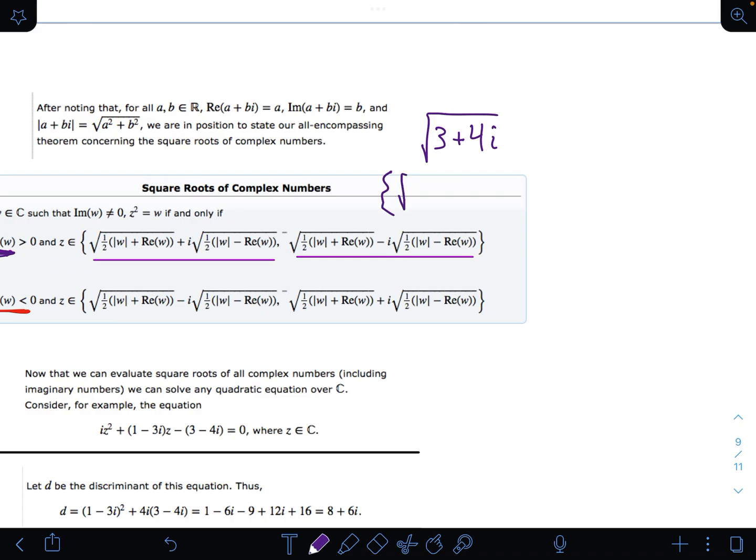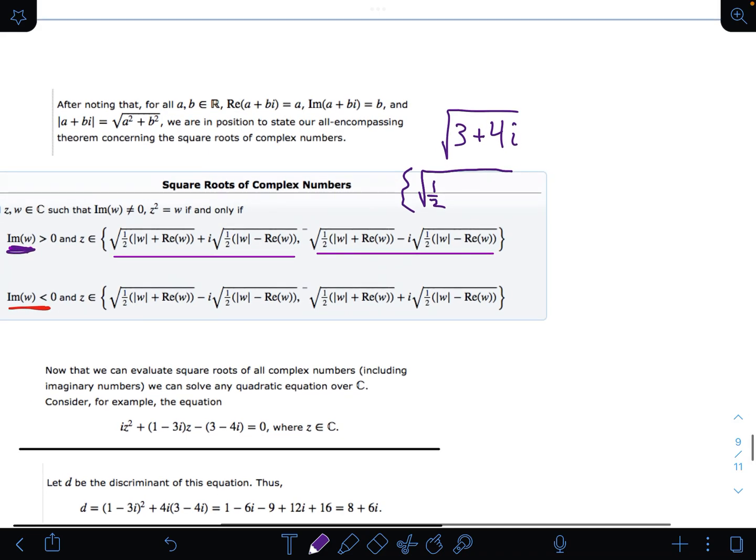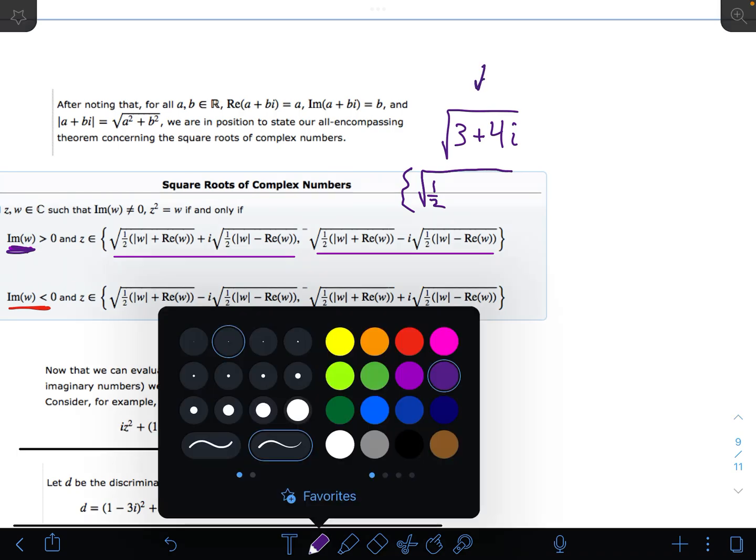I'm going to take the square root, and I'll take 1/2, just like the formula over here is calling for, right? And then it needs the absolute value of the w. So in this case, what was the absolute value of 3 plus 4i? What did I just show you, right?